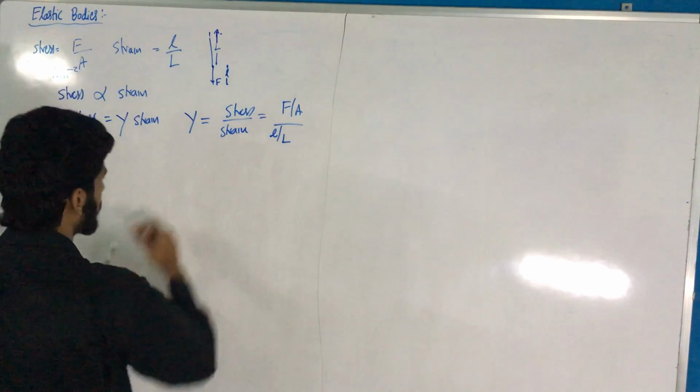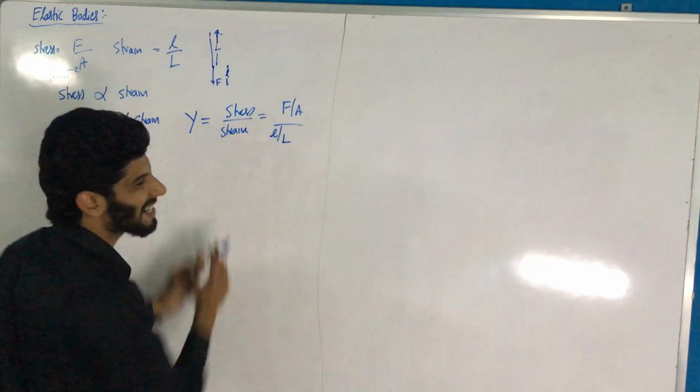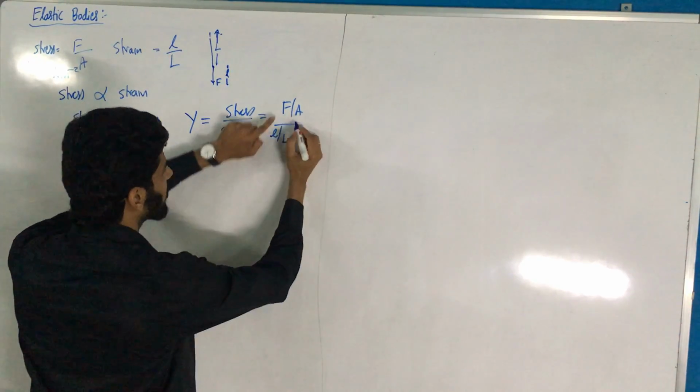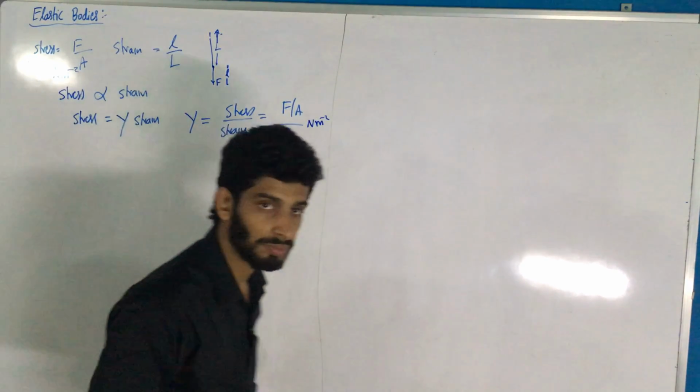So this is Young's modulus. Again, it has the same unit as stress because strain doesn't have any unit. I don't have to worry about it. This is just Newton per meter square.